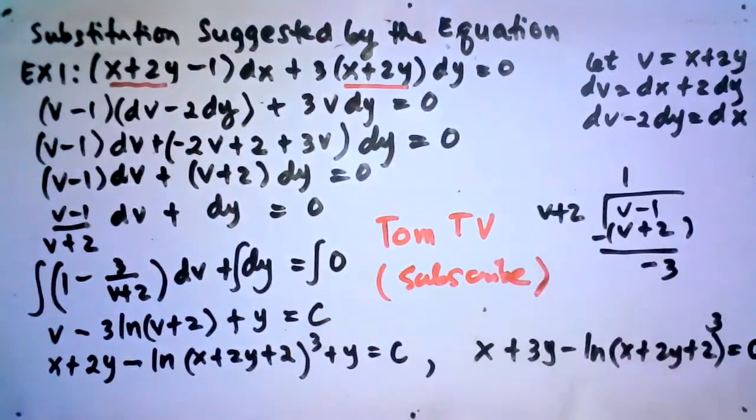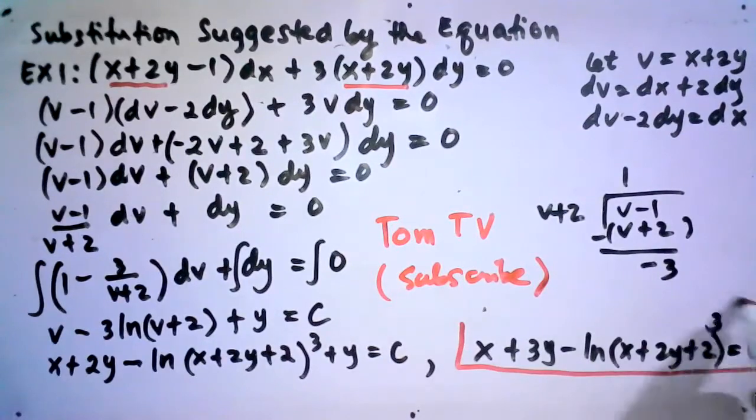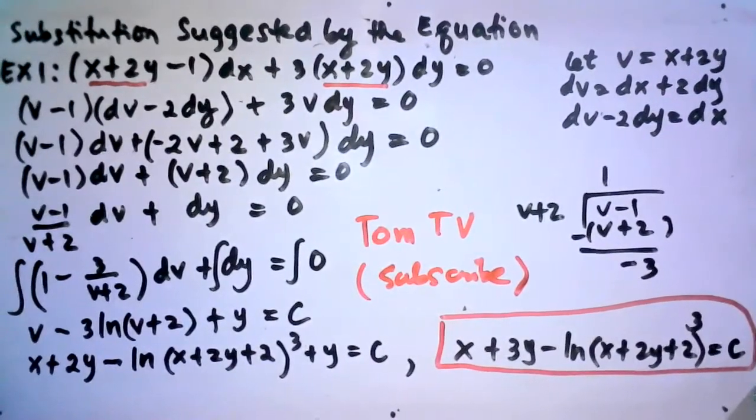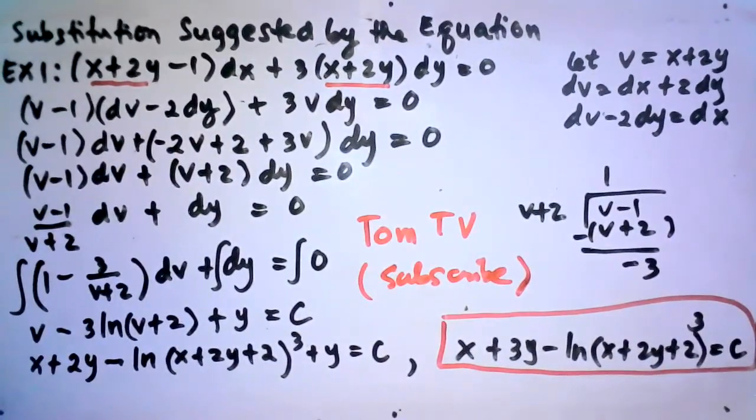Okay, so this is now our final answer for this particular problem. So that is plus C as our final answer: x plus 3y minus ln of x plus 2y plus 2 raised to 3 equals C.